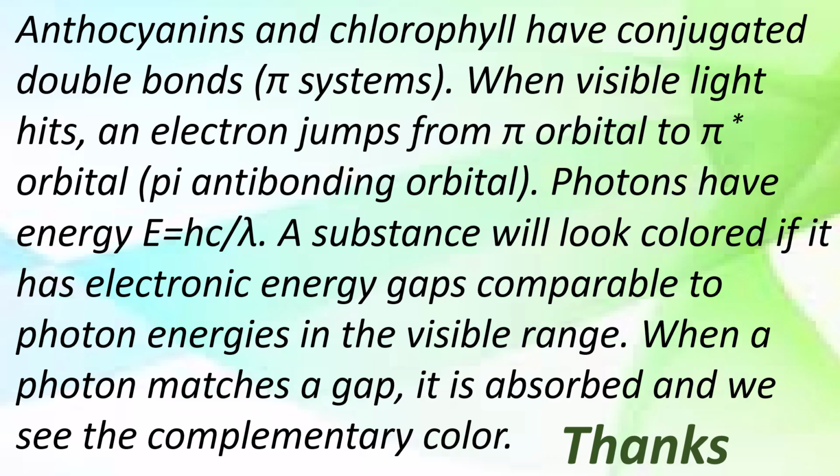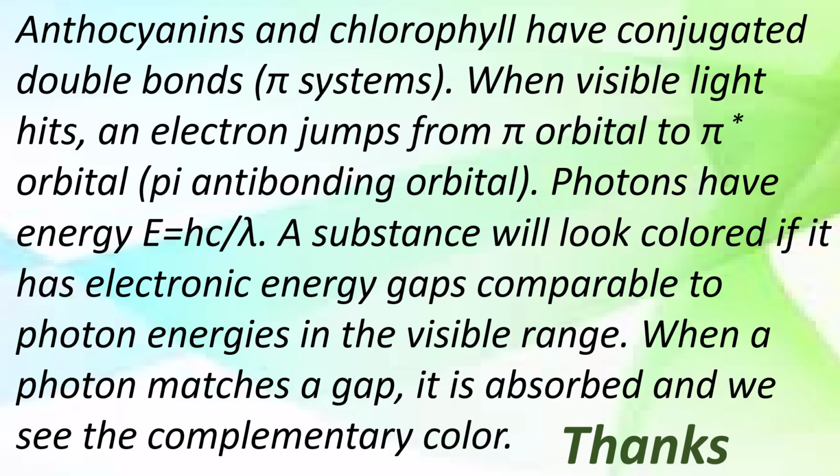Photons have energy E equals hc over lambda, where E is energy of photon, h is Planck's constant, c is speed of light, and lambda is the wavelength. So photon has this much energy. A substance will look colored if it has electronic energy gaps comparable to photon energies in the visible range.